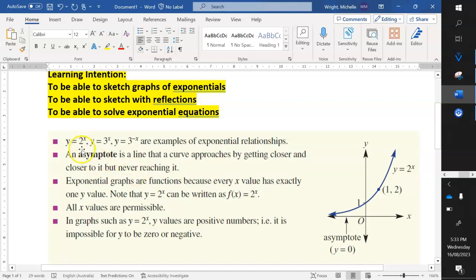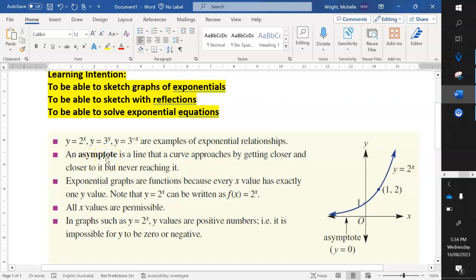Okay, so what we're going to have a look at with exponentials are graphs that look like this here. y equals 2 to the power of x, y equals 3 to the power of x, and y equals 3 to the power of minus x. So what you can see with those three equations is that the x sits in the power, and that's what makes an exponential. We're going to have a look at these things called an asymptote.